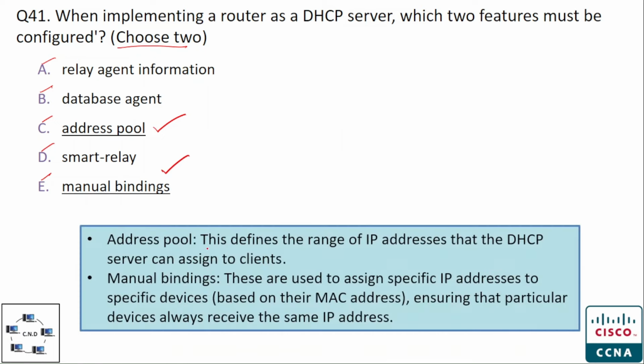bindings. So the address pool defines the range of IP addresses that the DHCP server can assign to the clients, and manual bindings are used to assign specific IP addresses to specific devices based on their MAC addresses, ensuring that particular devices always receive the same IP addresses.